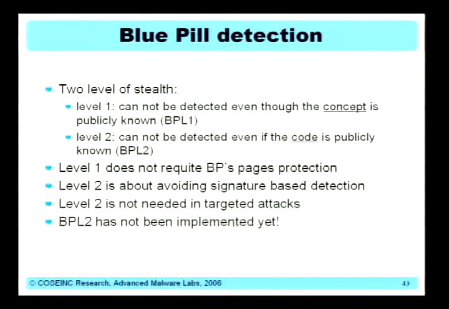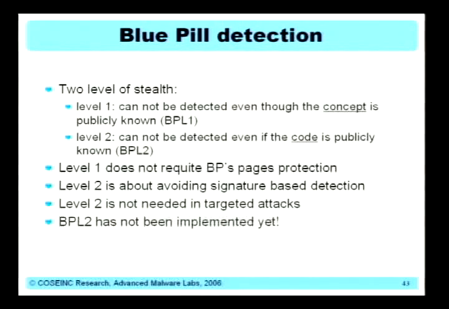Okay, so this is level 1. But now we have level 2, which should be undetectable even if I made the binary code public. So this would be about avoiding signature-based detection.